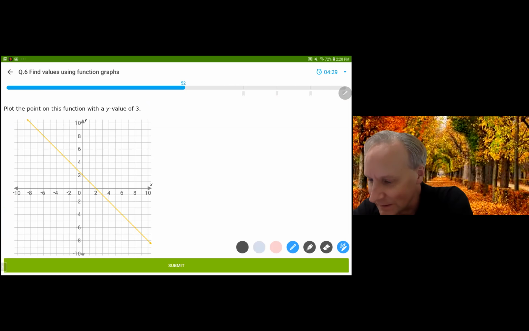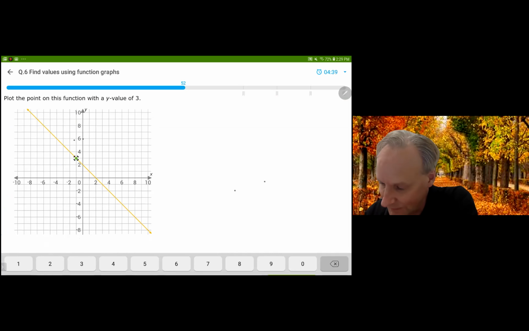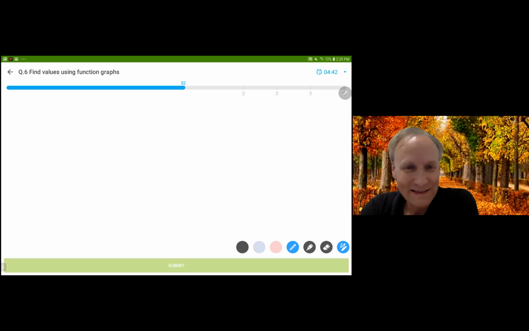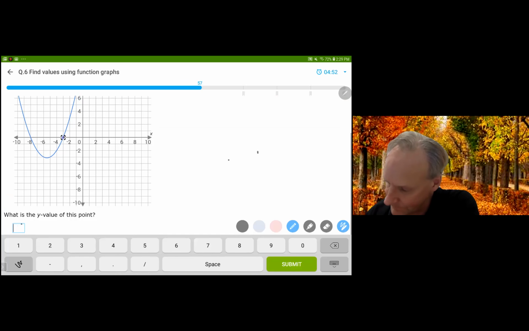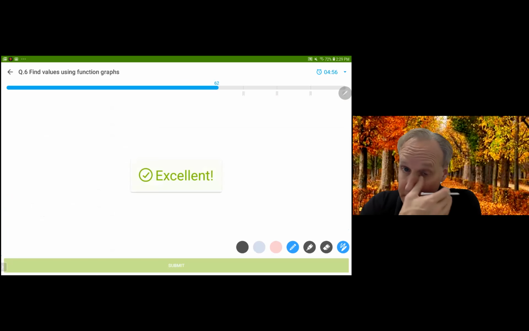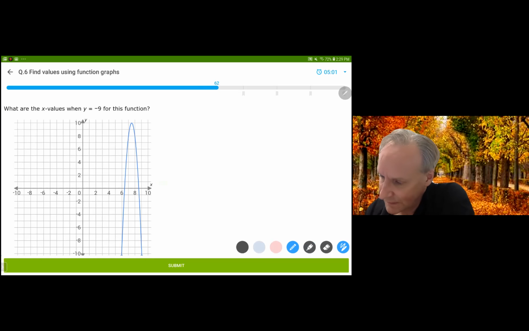Wow. Okay, let's see if I can do it. Y value of 3. And oh, I'm supposed to plot the point on the graph with a y value of 3, and that's going to be an x value of -1. Man, an x value of -3, that's going to be right there at 0. Man, that's bad. 2 mistakes today. Y is -9. That's down here, right there. So I have this point and this point.